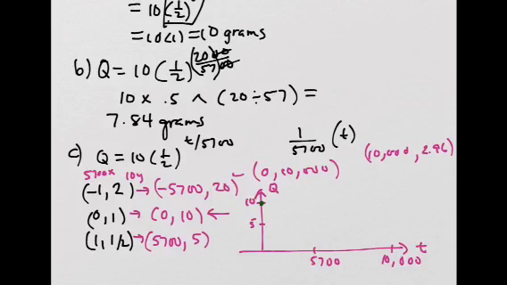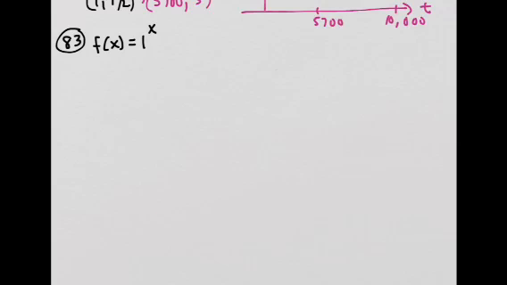So 0, 10, 5700, 5, so that'd be about here. And then at 10,000, it's 2.96, so almost 3. So it's going to be about here. So this is the piece of the exponential function that they want to see. And that's it. For 83, it's asking if this is a, let's see.